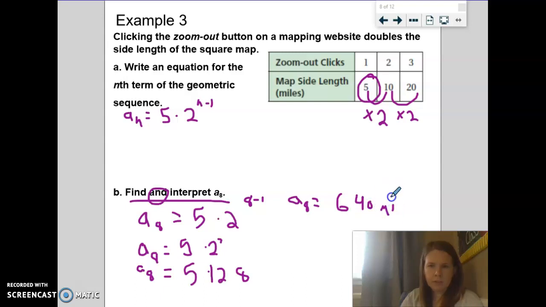So if I was to click the zoom out button 8 times, click, click, click, click, what it's going to do is show me, within that square range, a distance of 640 miles. So that's basically how I found it. And then I just interpreted by explaining that 8 clicks will bring me out to 640 miles. I'm not going to actually write it out in English here, but you can write it out for yourself.